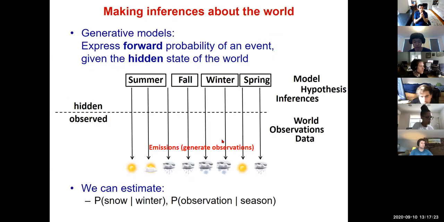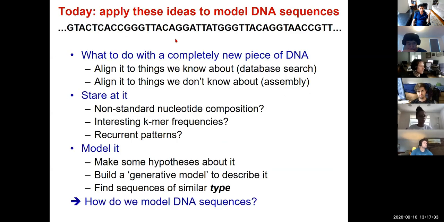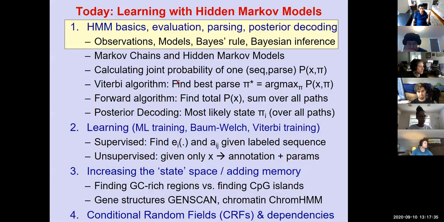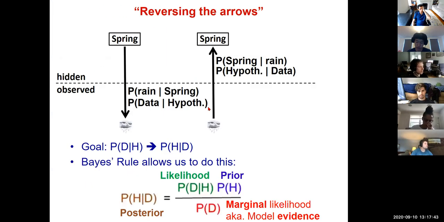Okay, so what we're going to be looking at is, first of all, an introduction to Bayesian inference. How do we make inferences about the world? So the first part that we're going to try to do is learn about observations, about models, about Bayes' rule, and Bayesian inference more broadly.